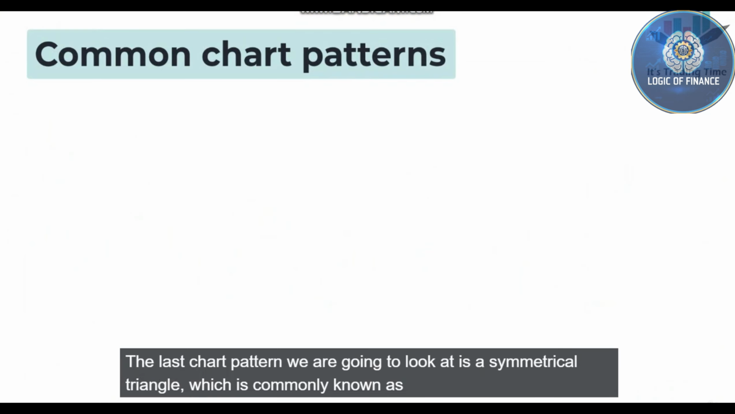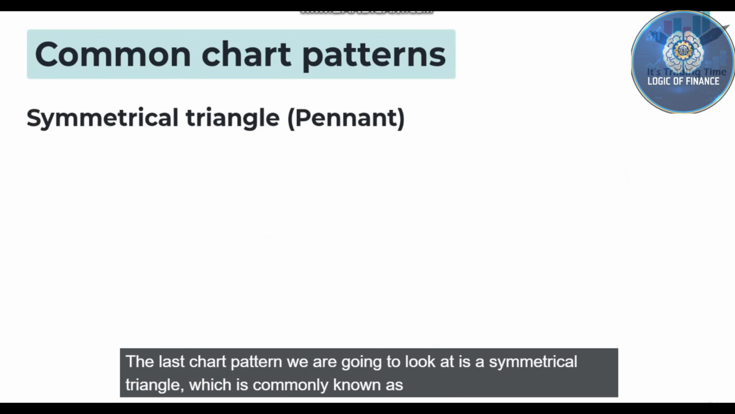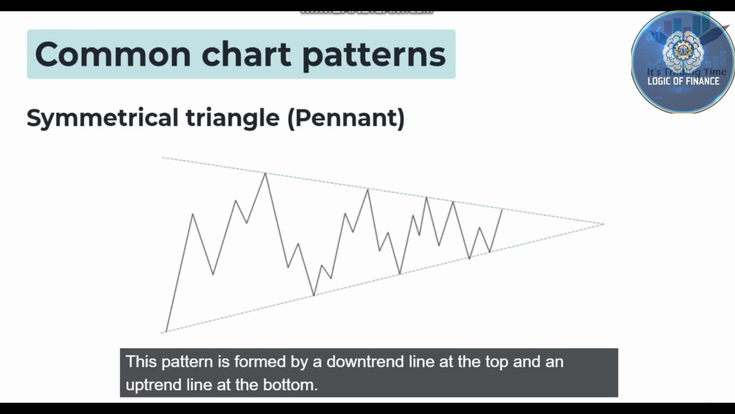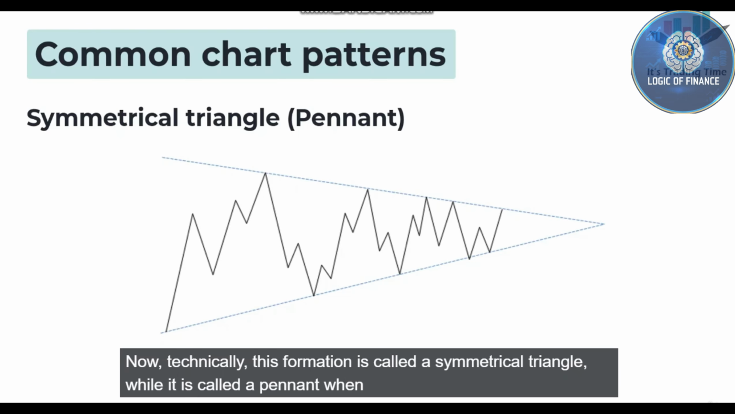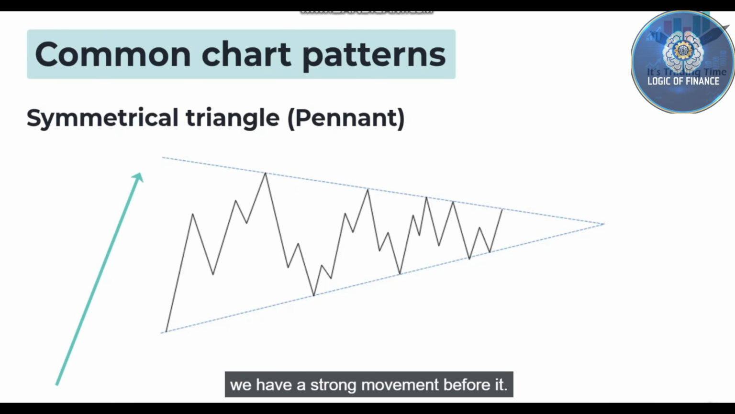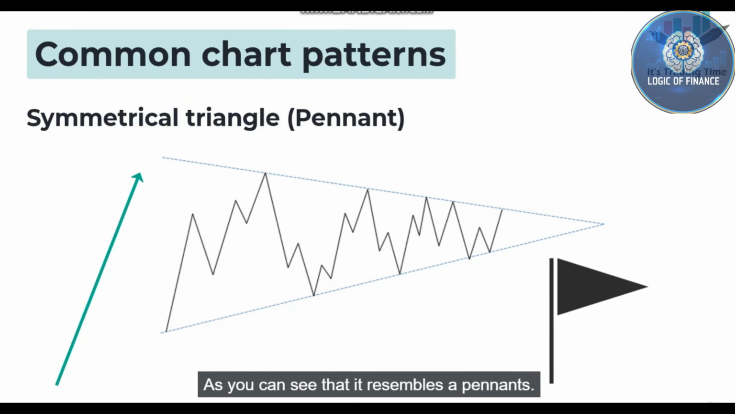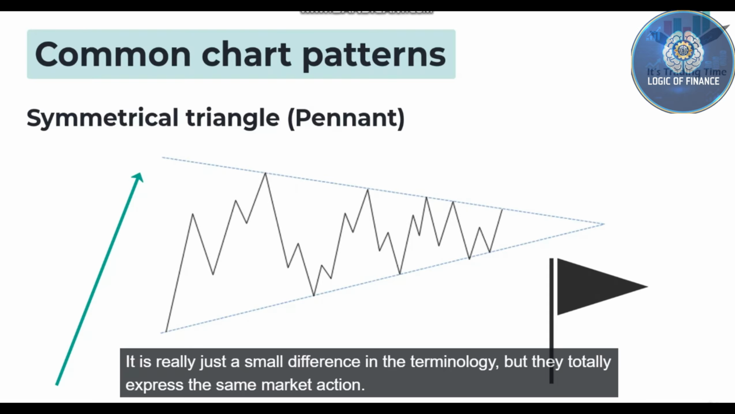The last chart pattern we're going to look at is a symmetrical triangle, which is commonly known as a pennant. This pattern is formed by a downtrend line at the top and an uptrend line at the bottom. Now, technically, this formation is called a symmetrical triangle, while it is called a pennant when we have a strong movement before it, as you can see that it resembles a pennant. It is really just a small difference in the terminology, but they totally express the same market action.